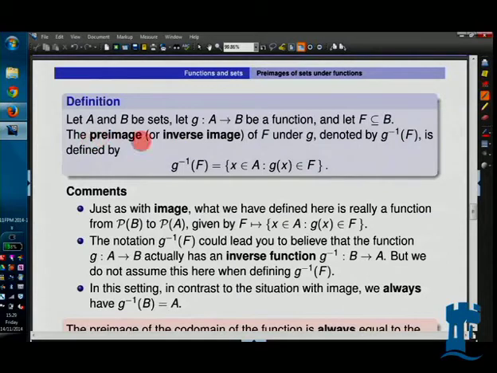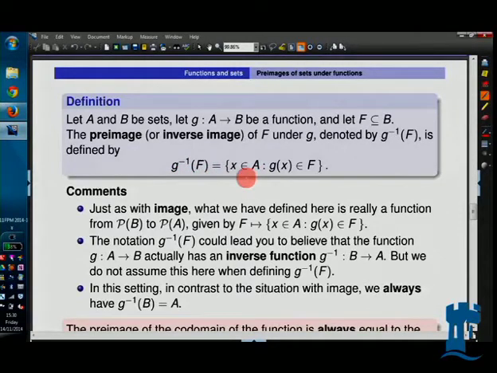What is the preimage or inverse image of a set? Now, what I want to point out here is this g to the minus 1 is just notational because g doesn't have to have an inverse function. So this is a notation. It's on the notation sheet, and this is what the notation means. And like with any other definition, you just need to know what the definition means and how to work with it. So if I write g to the minus 1 of F, this is what I mean.